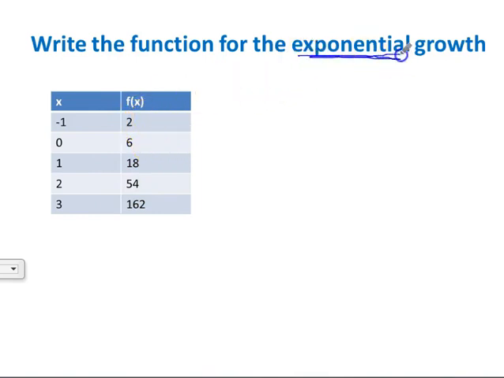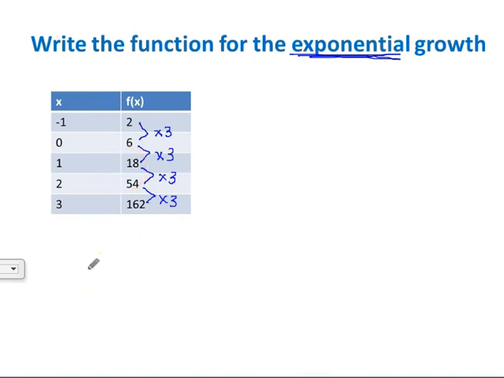So I kind of already told you that this is showing exponential growth. How much bigger are we getting? To get from 2 to 6, we multiply by 3, right? Then to go from 6 to 18, we're multiplying by 3. From 18 to 54, we're multiplying by 3. So each time we're multiplying by 3.